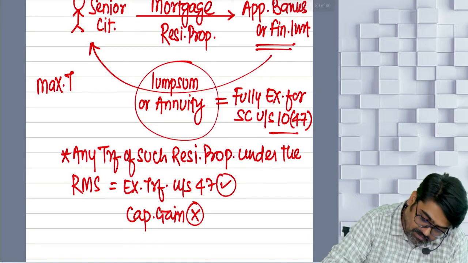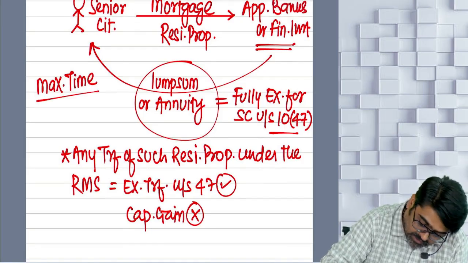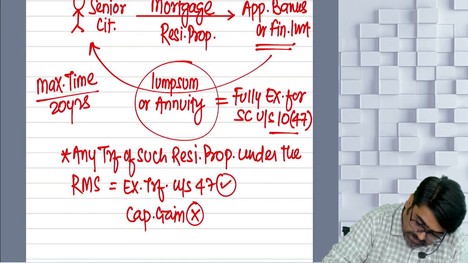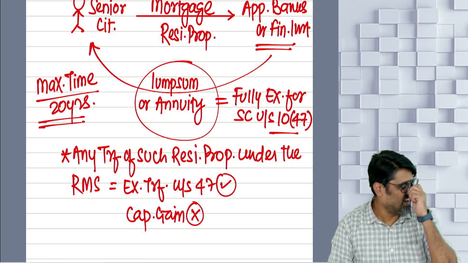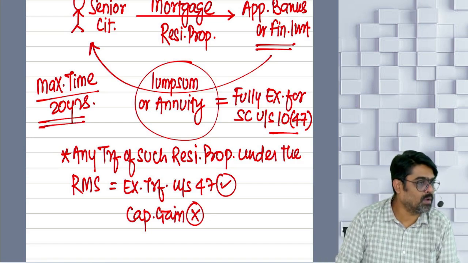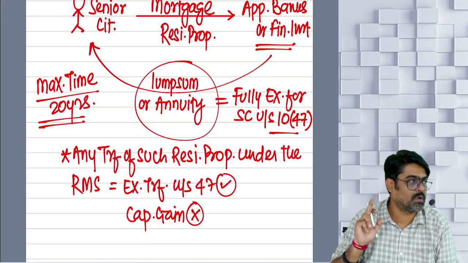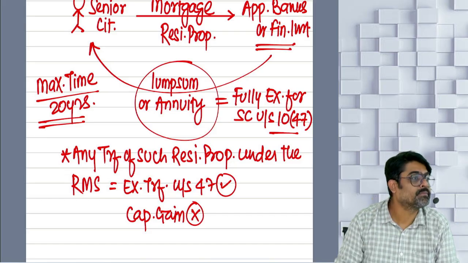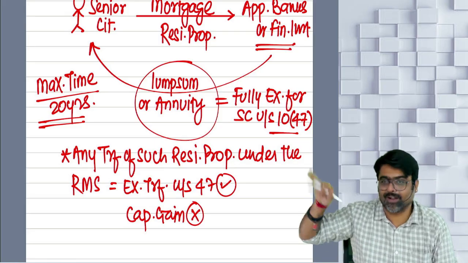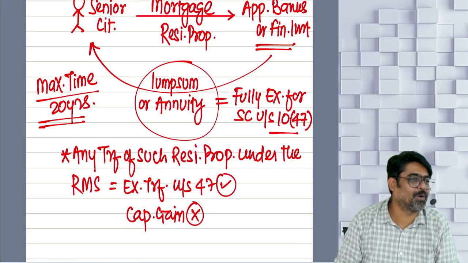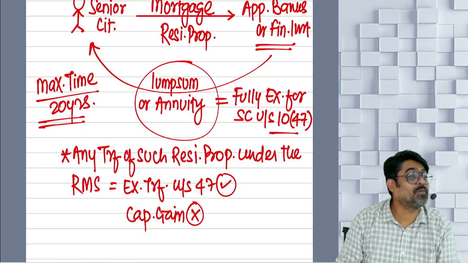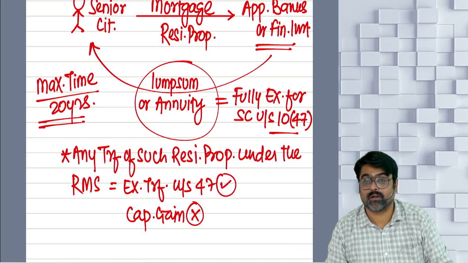The maximum time of this scheme is 20 years. For 20 years, no need to repay the loan and no need to repay the interest. Within 20 years, but you have to make sure that you die. Then only all these things will happen. Ayyo. But what if you survive? So 20 years are about to get over.